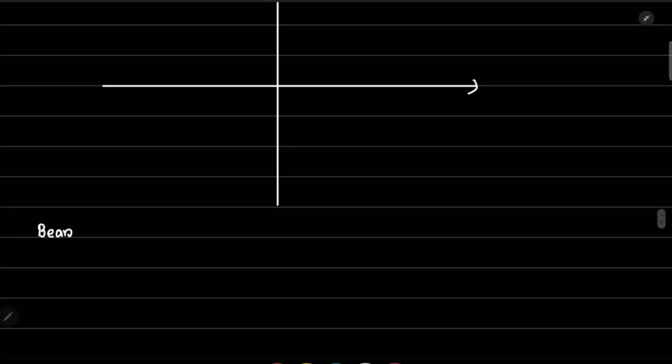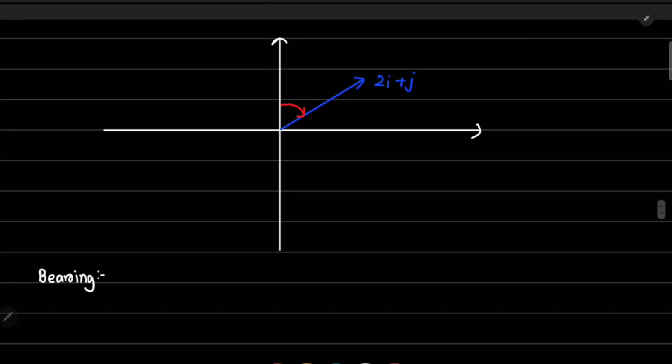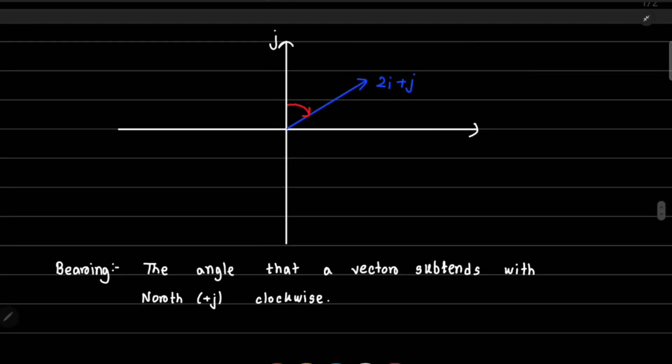So what is a bearing? In vectors, bearing basically means the angle that the vector subtends with north. So if I had a vector 2i plus j, its bearing would be its angle from north, or j, and this angle has to be clockwise. So even if I had a vector over here, the bearing would be this angle. This wouldn't be the bearing. This whole clockwise rotation would be. So this is j, this is i.